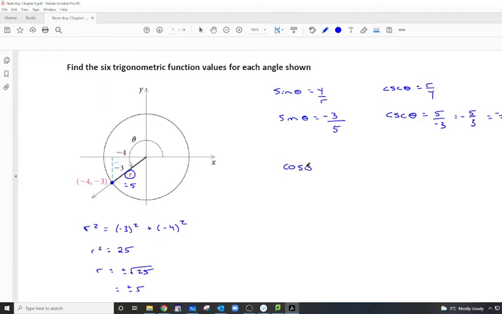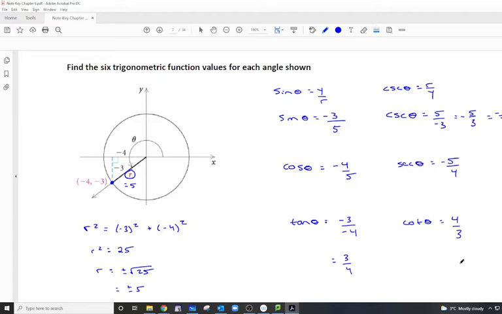Okay, so cos theta is adjacent over hypotenuse, or x/r, so it's -4/5. So secant theta would be -5/4. Then we move on to tan theta. Tan theta would be opposite over adjacent, or y/x, so it'd be -3/-4, which we would write as +3/4. So cotan theta would be 4/3.